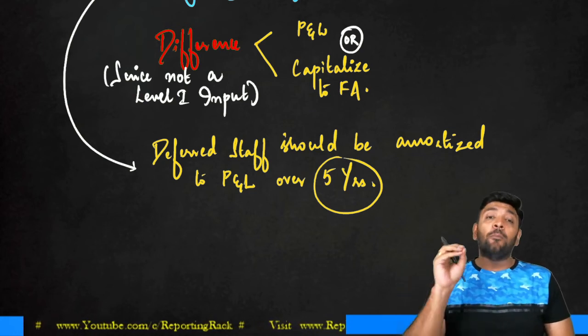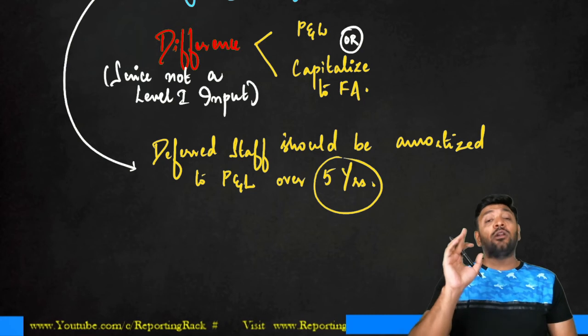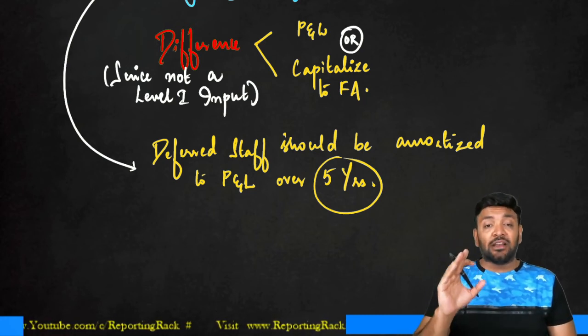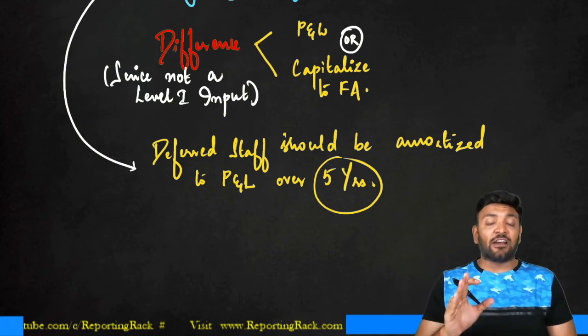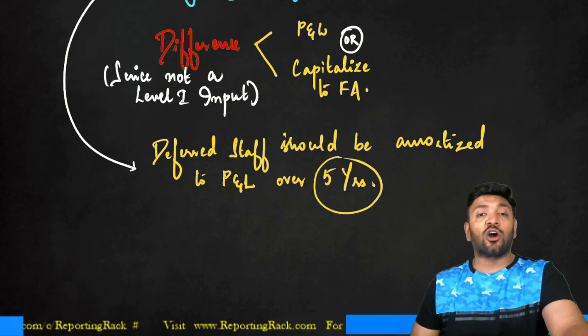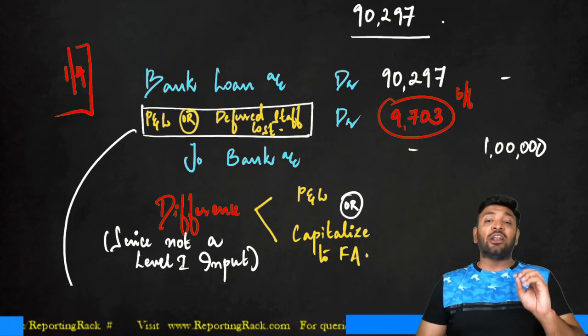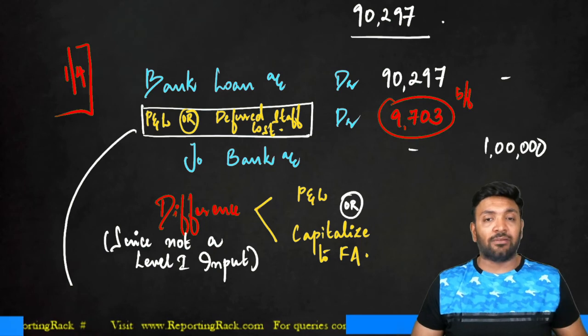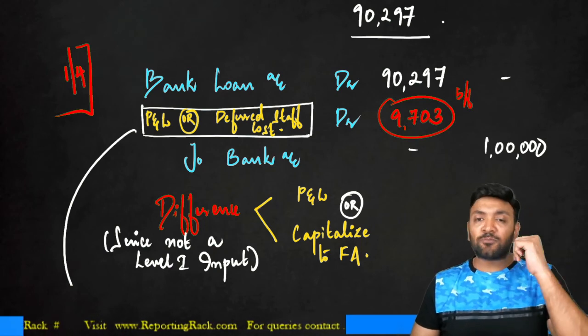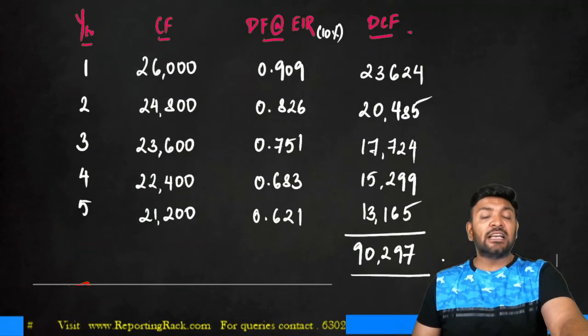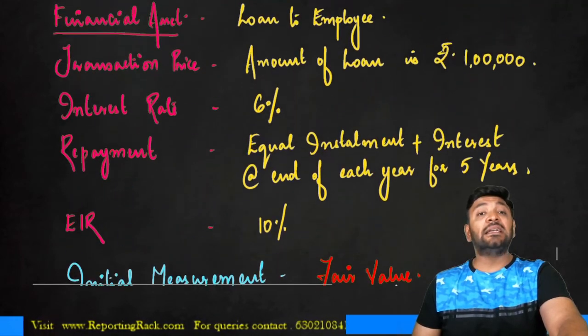Therefore, I'll have to give a treatment of the difference in the transaction price and fair value, because your financial asset should always be measured at its fair value on the date of initial recognition. What about subsequent measurement? If this is a financial asset, this is a debt instrument.